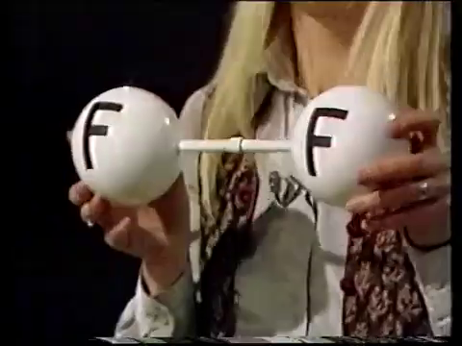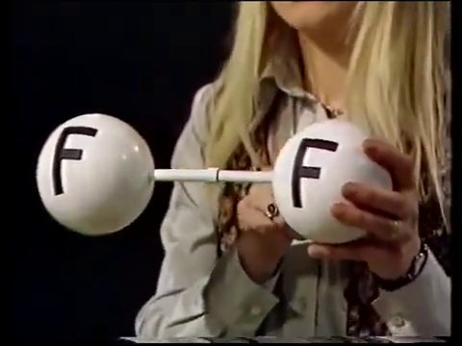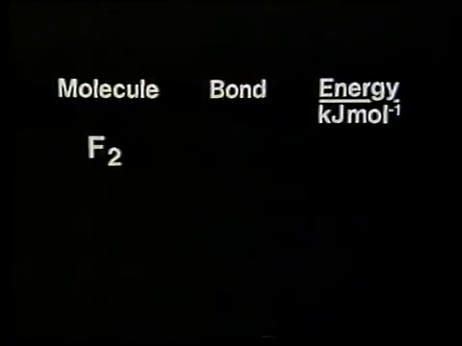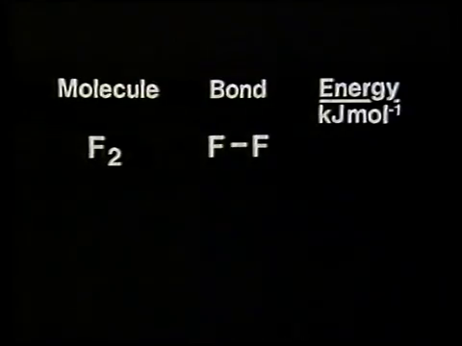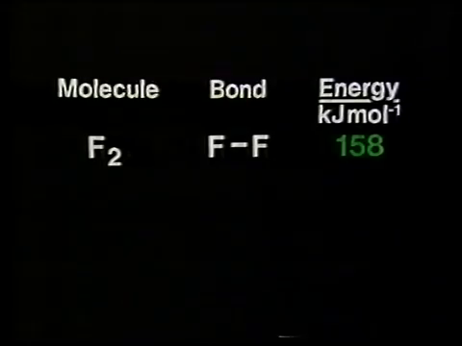Now, a molecule of fluorine doesn't simply fall apart. It's held together by the F-F bond. We've got to put some energy in to tear the two atoms apart and break the bond, and it needs a very specific amount of energy to do this. It's called the bond energy. For example, to decompose a fluorine molecule, that is, to break the F-F bond, we've got to put in 158 kilojoules per mole. So the energy of the F-F bond is 158 kilojoules per mole.